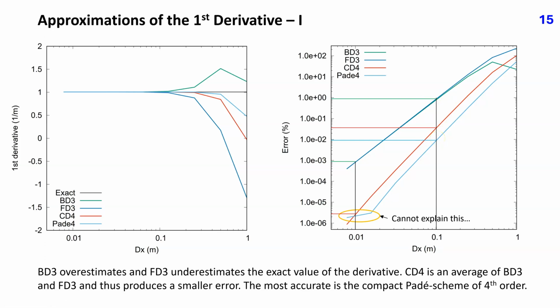The most accurate approximation is obtained from the compact fourth-order scheme, as suggested by the comparison of leading terms in the truncation error shown in the table in slide 9. For the medium grid spacing of 0.1 meters, its error is 2 orders of magnitude smaller than errors from third-order backward and forward schemes. I only cannot explain the behavior of the compact scheme when grid spacing becomes very small. Once I find the explanation, I'll post it.